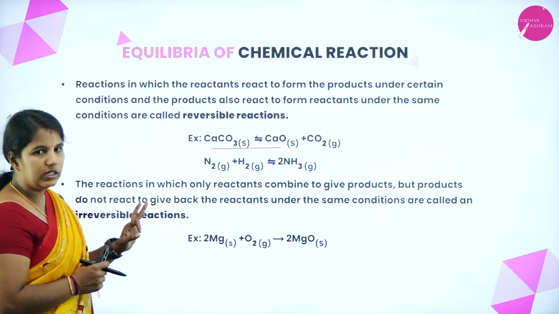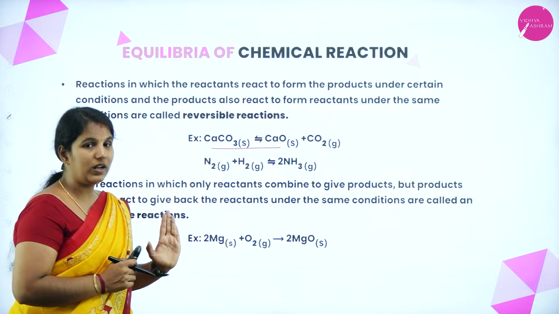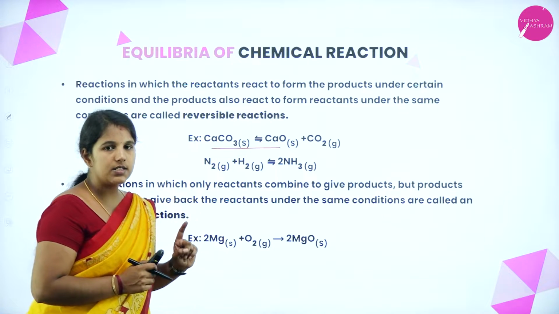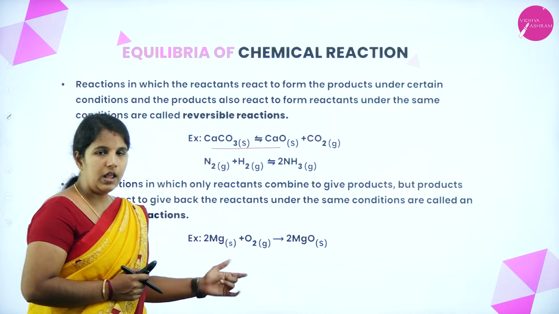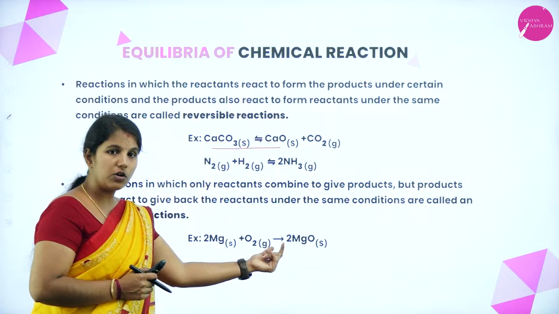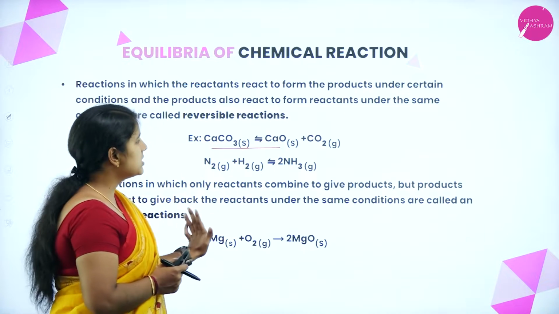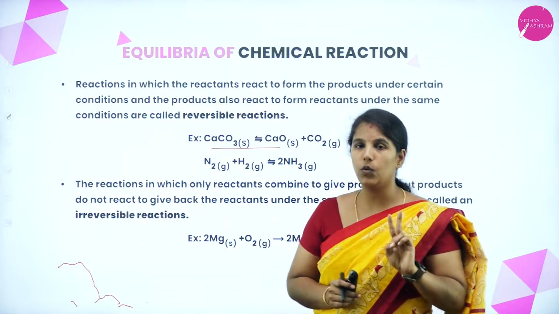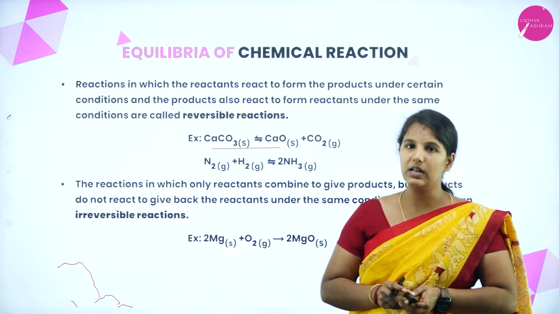We have one more type, an irreversible reaction, where the reactant gives rise to the product only in the forward direction; we cannot expect a backward reaction. Hence, it is known as an irreversible reaction. The best example is magnesium oxide formation, where magnesium reacts with oxygen to form magnesium oxide. Remember, magnesium oxide cannot come back to its original state of magnesium and oxygen. This is how the equilibrium in chemical reactions can be understood, by understanding the two types of reaction: reversible and irreversible.